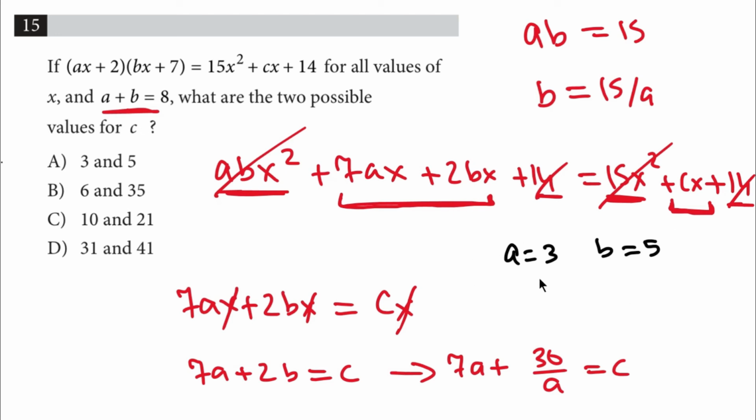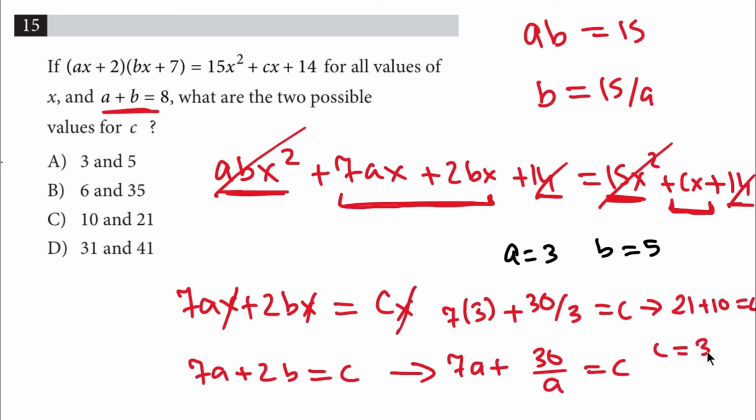So let me plug 3 instead of a. 7 times 3 plus 30 divided by 3 is equal to c. And this gives me 21 plus 10 is equal to c. Well, c is equal to 31, right? So one of the possible values of c is 31. Therefore, I leave it like that.